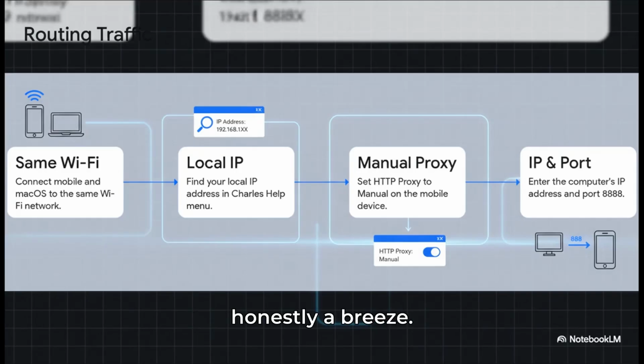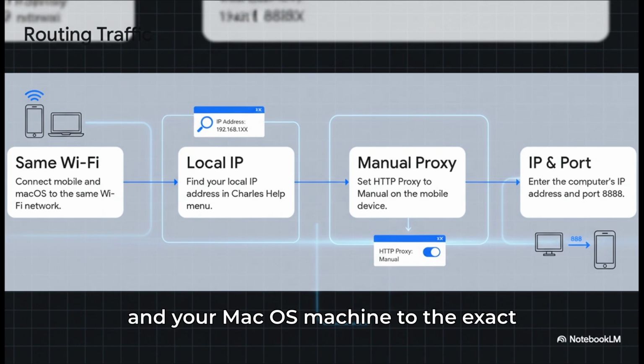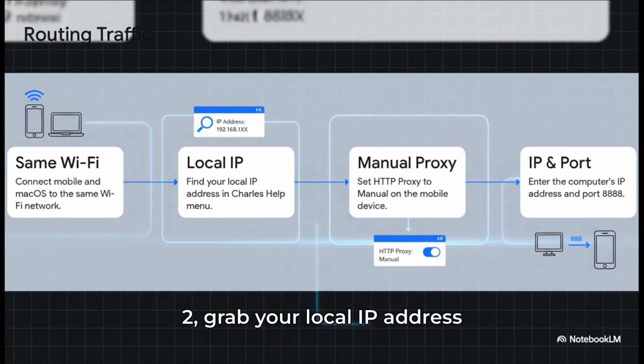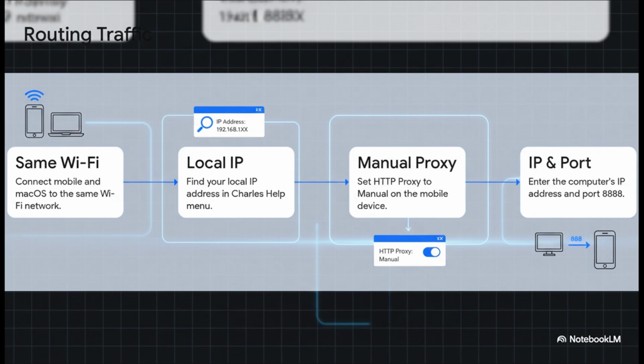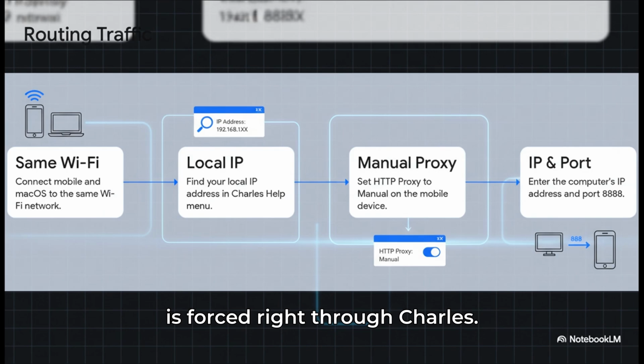Section 2. Routing traffic through Charles to bridge the device and the proxy. Setting this whole thing up is honestly a breeze. Step 1, you just connect your mobile device and your macOS machine to the exact same Wi-Fi network. 2, grab your local IP address right from the Charles help menu. 3, jump into your mobile Wi-Fi settings and set the HTTP proxy to manual. And step 4, just punch in that IP address along with port 8888. Doing this ensures literally all mobile traffic is forced right through Charles.